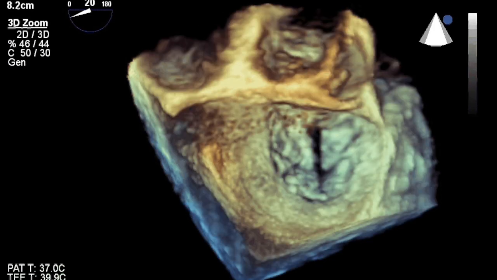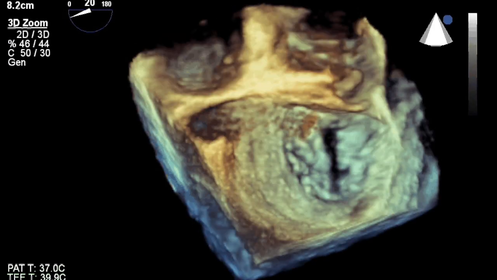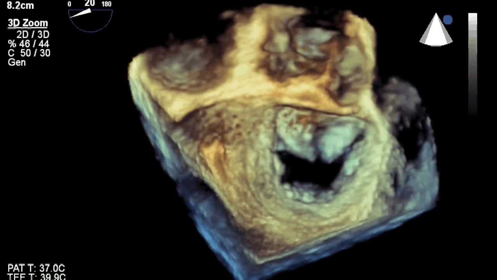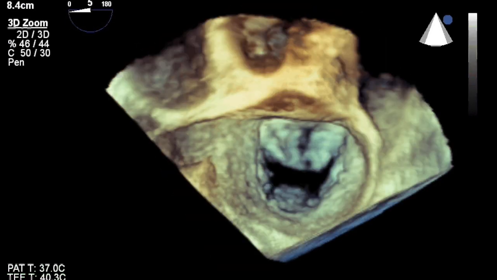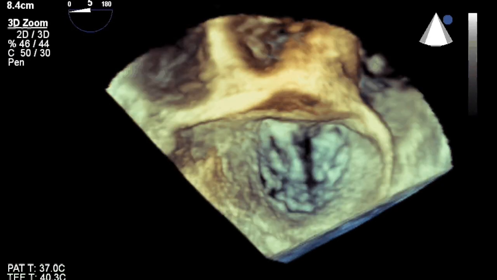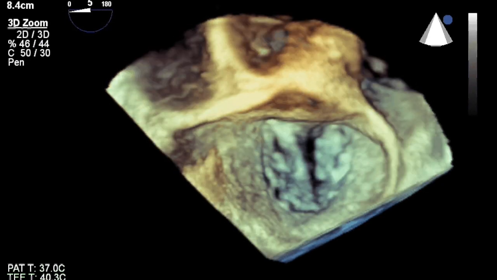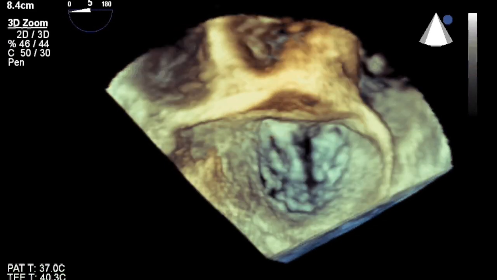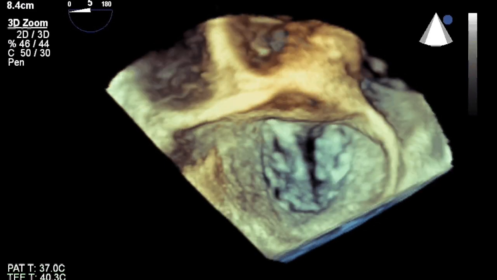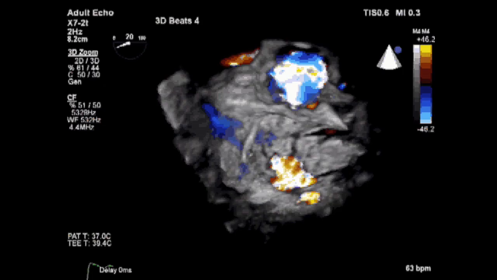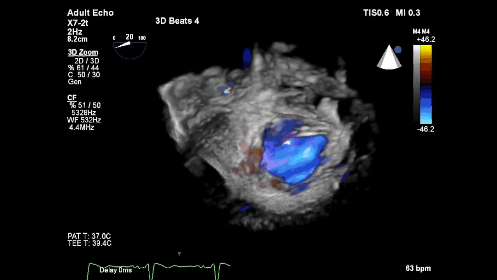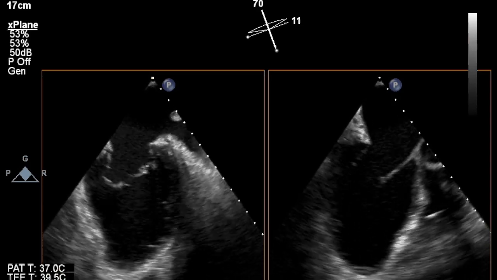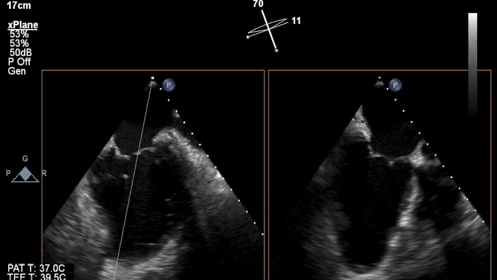This is a three-dimensional en-face view showing the mitral valve in surgical view with the aortic valve anteriorly at the 12 o'clock position. Color Doppler shows the central jet and the flow through the aortic valve in a 3D view. The X-plane at 60 degrees, or commissural view, is beneficial throughout the procedure.